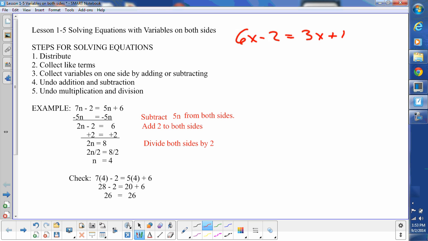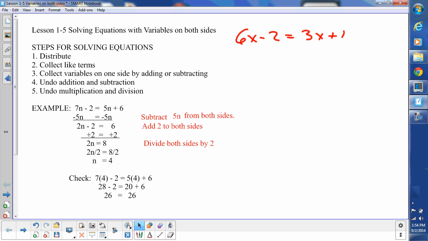In general, you can follow these 5 steps for solving equations. You might copy these down on an index card, refer to it often. The first step is always to distribute if possible. The second, collect like terms. The third, collect variables on one side by adding or subtracting. Number 4, you'll undo any addition or subtraction. Number 5, you'll undo multiplication and division.